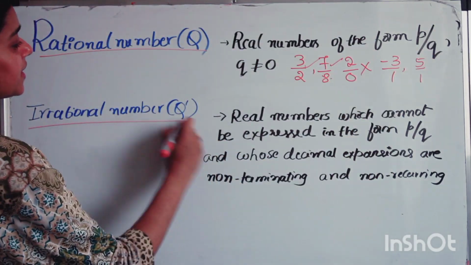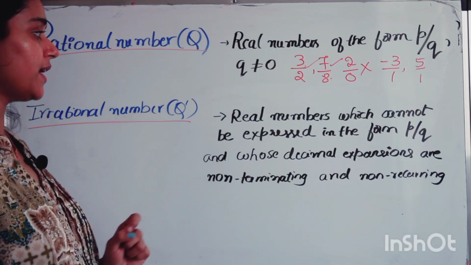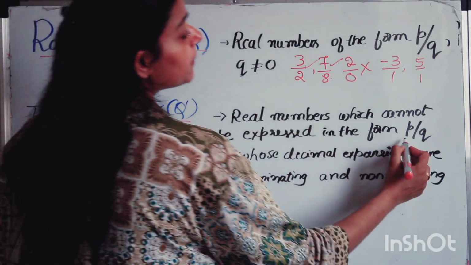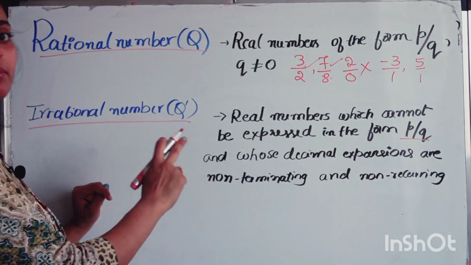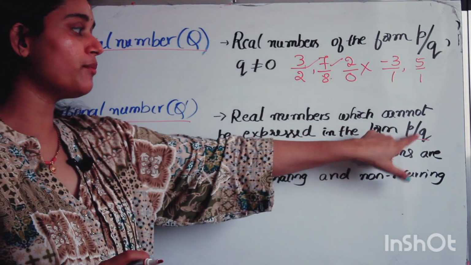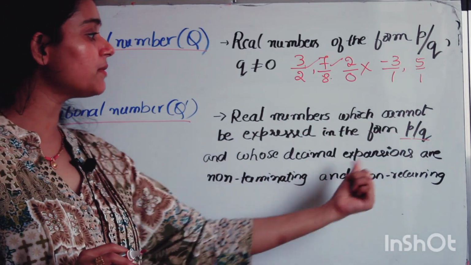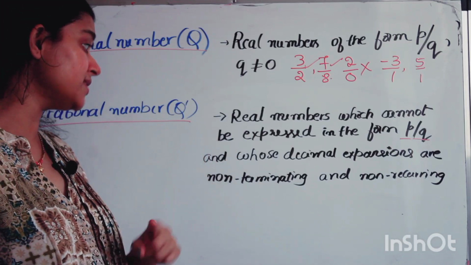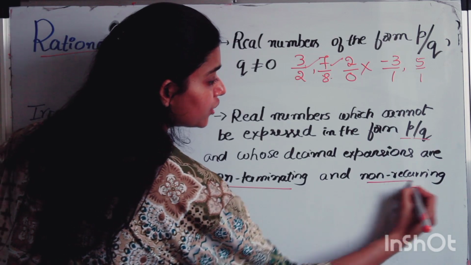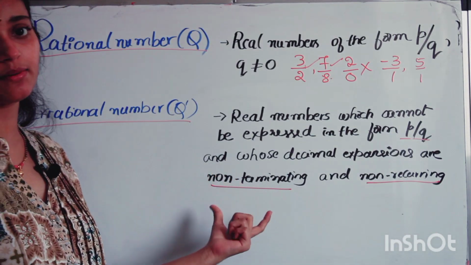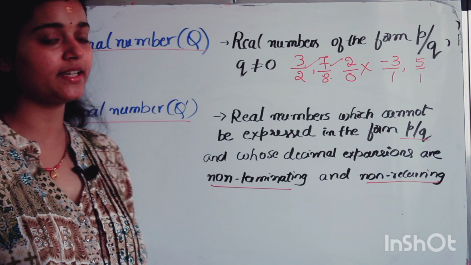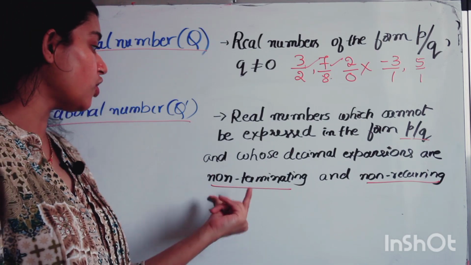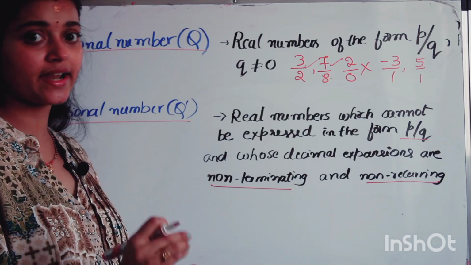Next, irrational number. It is denoted by Q dash. Real numbers which cannot be expressed in the form of p by q. You can't express an irrational number in the form of p by q, and its decimal expansion is non-terminating and non-recurring. Do you know what terminating is? Terminating means it has an end, but non-terminating means there is no end.